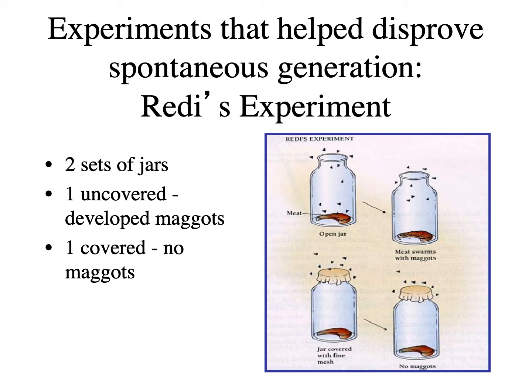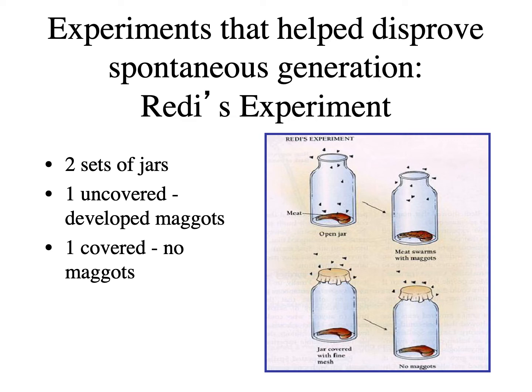He had 2 sets. So the jar that developed maggots, which was a living thing, was found in the jar that was left uncovered to the air. And he theorized that the maggots had to come from the flies that got into the jar and landed on the meat and laid their eggs, and then the maggots developed.